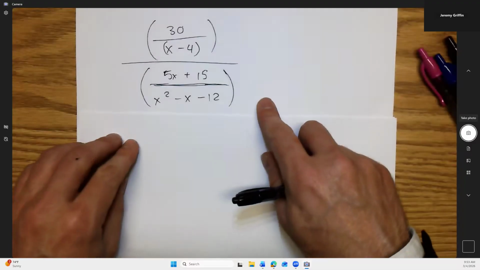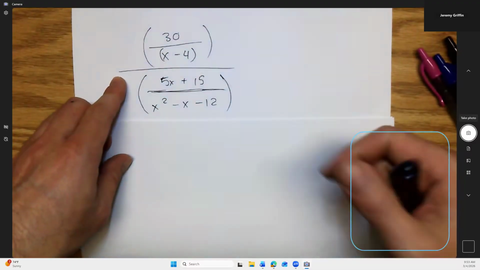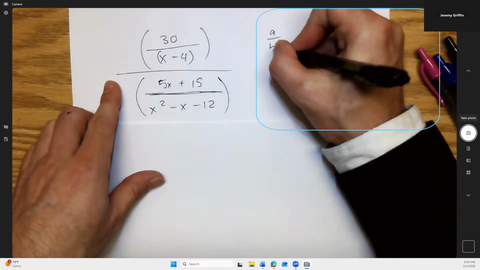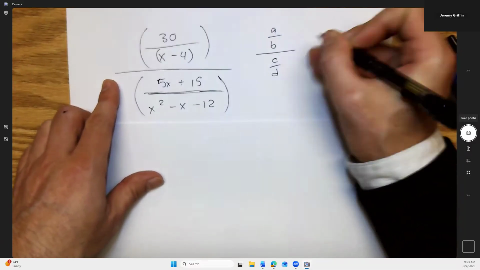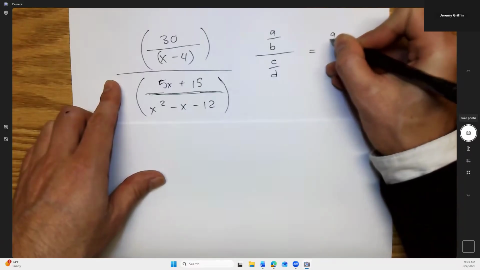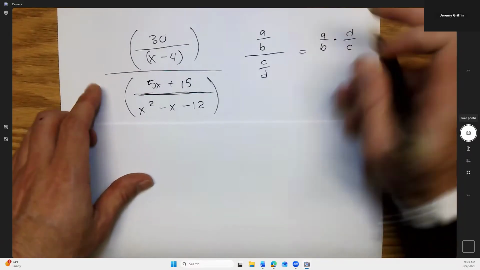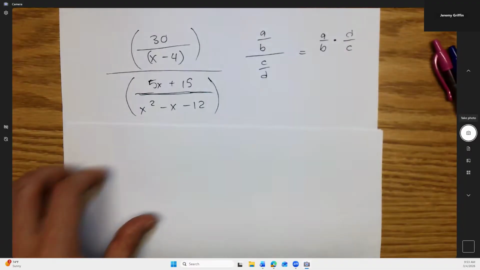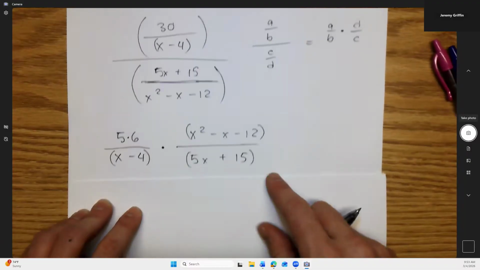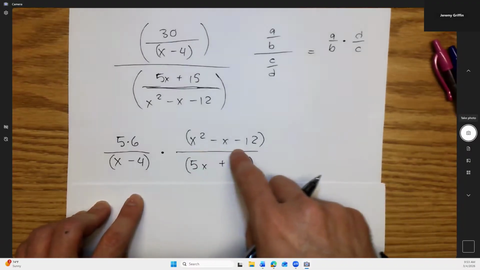So, here's straight from the board. Because if you have a over b divided by c over d, guys, that's the same thing as a over b multiplied by d over c. So can I take this bottom fraction and flip and multiply it? Which looks like this. So I just flip and multiply. Right? Then I can do some factoring.